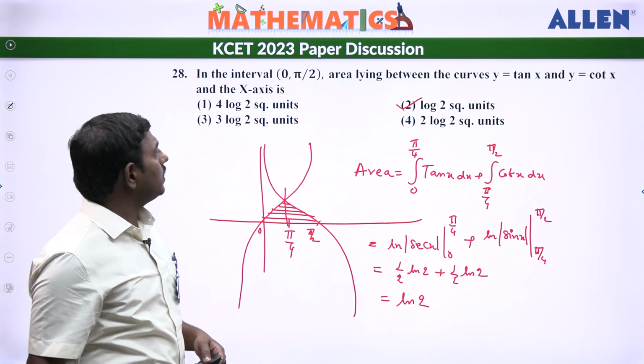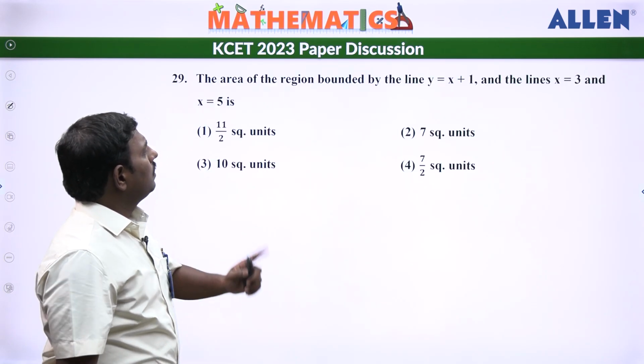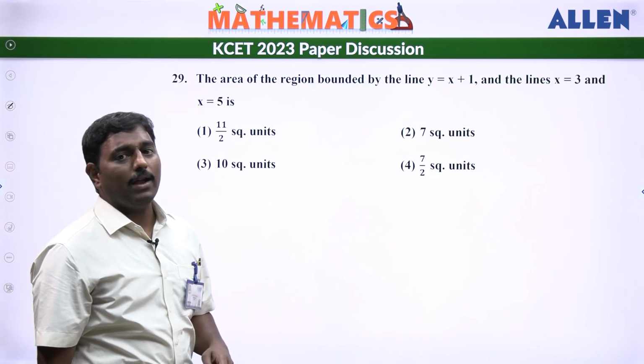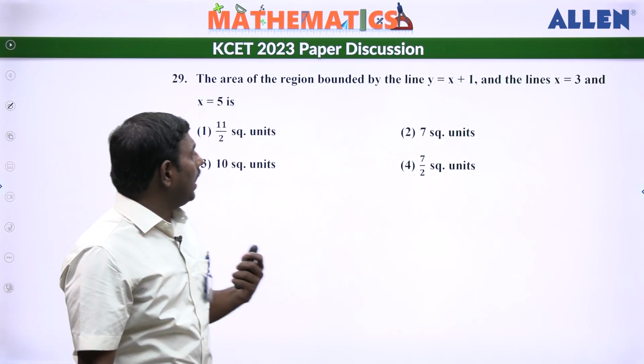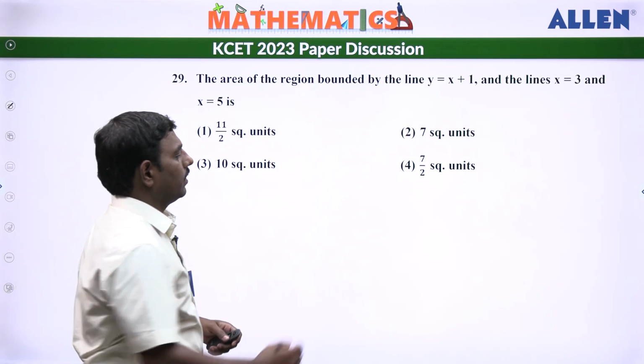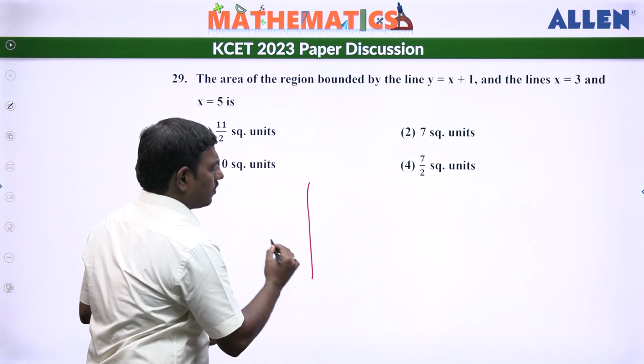So I am moving to the next question. The area of the region bounded by the line y is equal to x plus 1 and the lines x equal to 3 and x equal to 5. So it's somewhat a basic question.